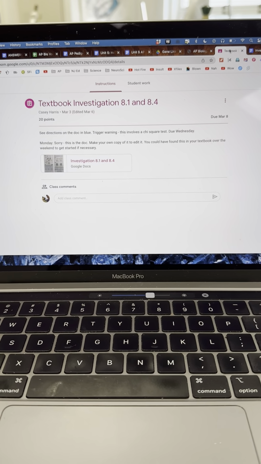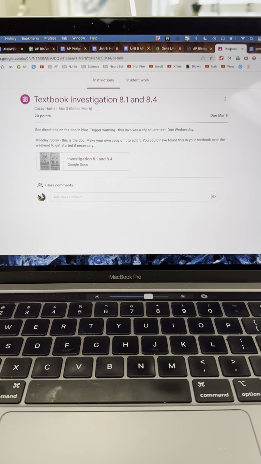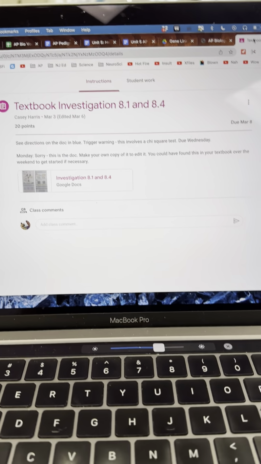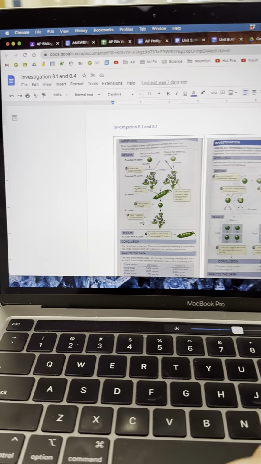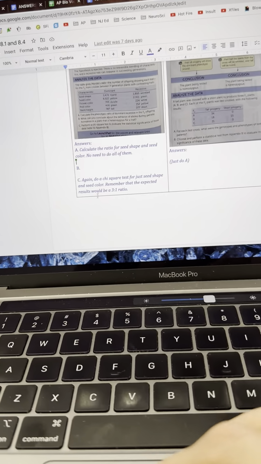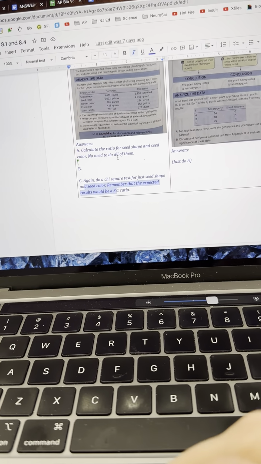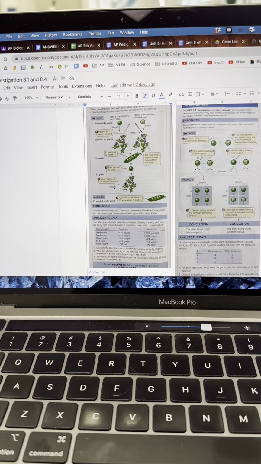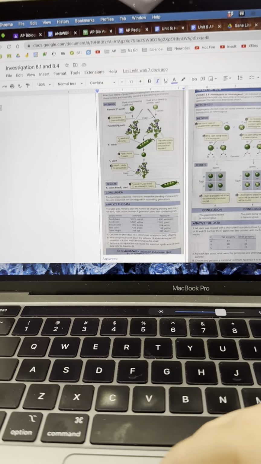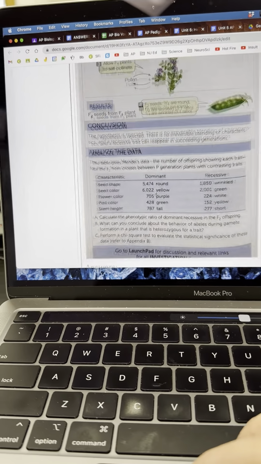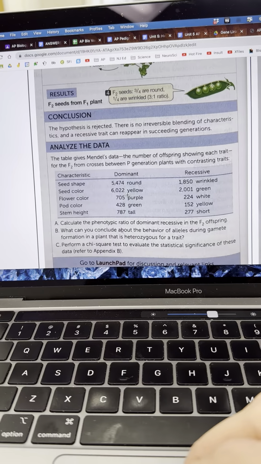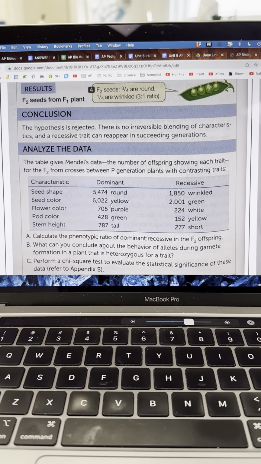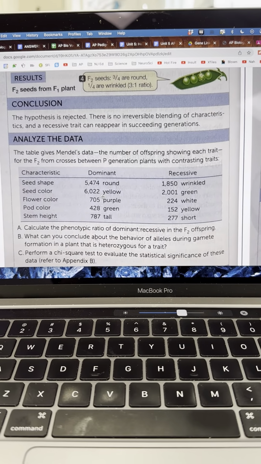Hey guys, I wanted to make a quick video that sort of acts as an answer key to investigation 8.1 and 8.4 assignment. I'm really just going to go over in this video 8.1c because that's the chi-square test. How do you do a chi-square test in heredity? You are going to do one of these on the heredity exam. So I started to go over this with both classes. I don't know how far I got through it, but in this video I will show you the actual answers.